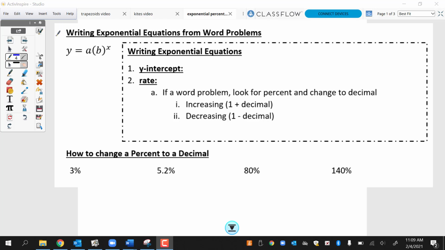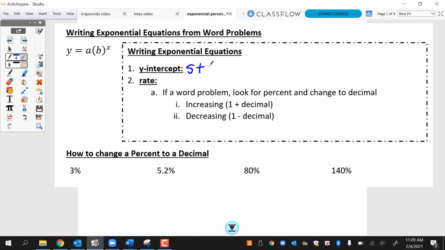Okay, so we are still talking about exponential equations, but now we're going to be talking about how you write an equation from a word problem, instead of writing it from a graph or a table. So we know you're still going to need the y-intercept, and we know that number is still going to go outside. And what words mean y-intercept?